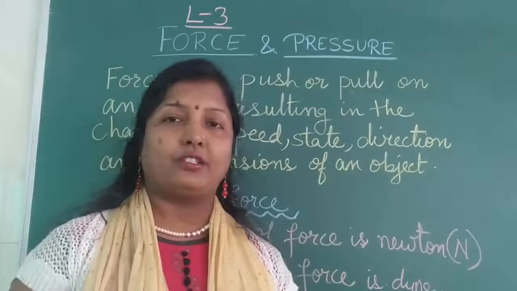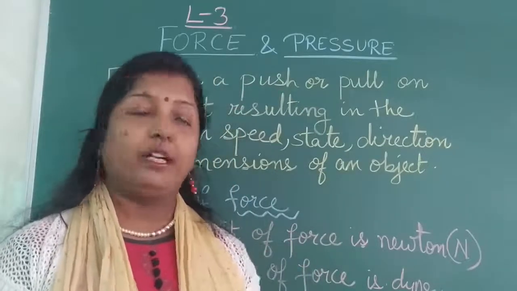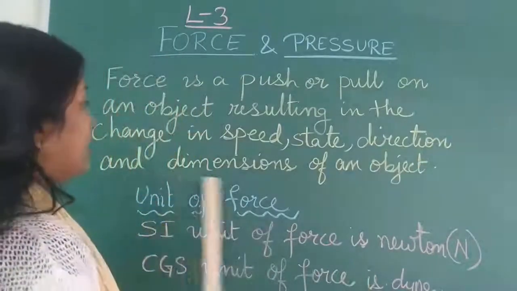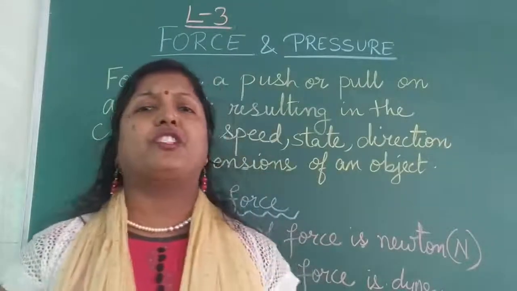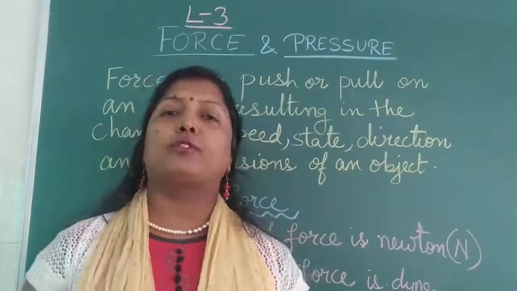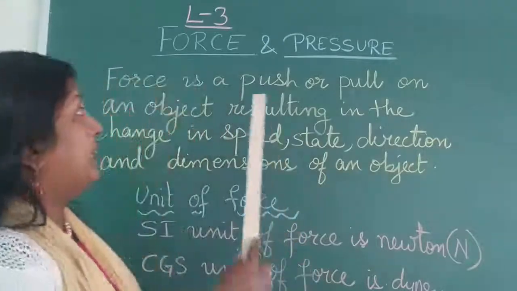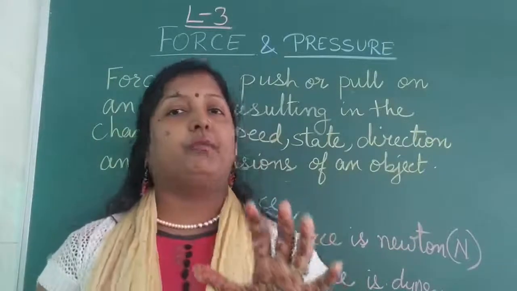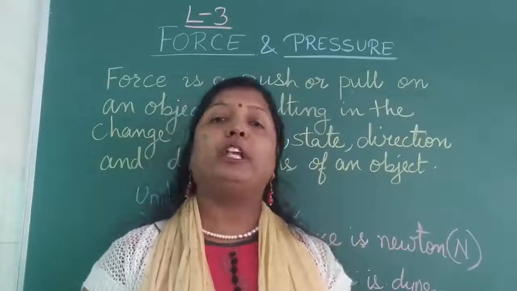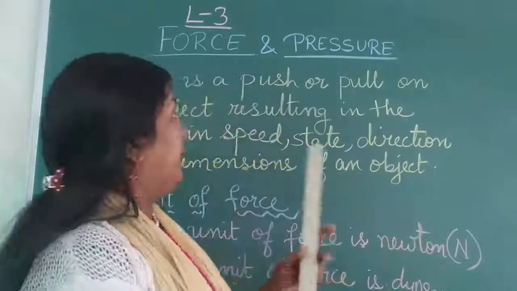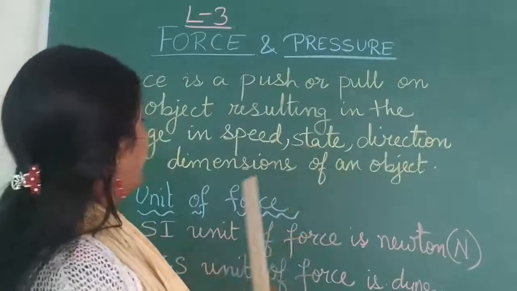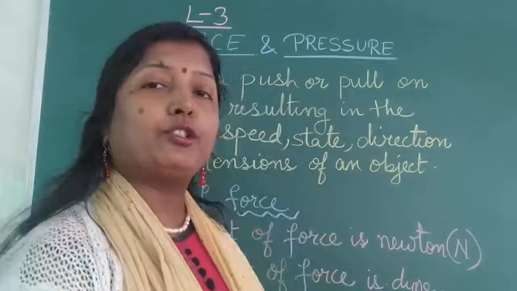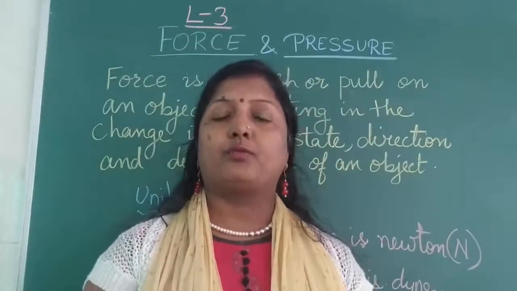So to bring something to rest or to bring something to motion, force is required. Change in direction, again, we need force. And at last, dimensions of an object. Dimensions mean changing its length, breadth, height. Also, force is required. So, force is a push or a pull. Whenever you push something or pull something, you need force. And bringing about change in speed, state, direction or dimension, all of them are done by a push or a pull. So this is what force is.